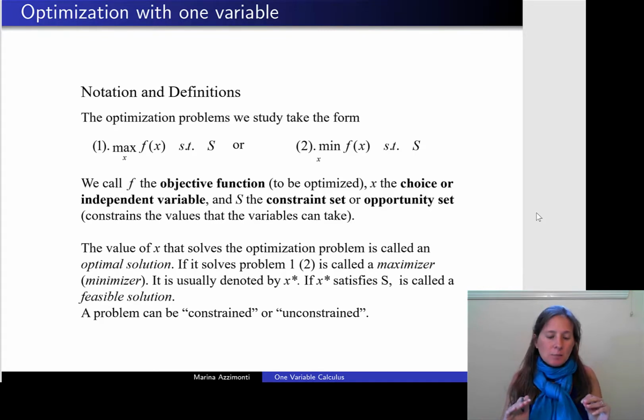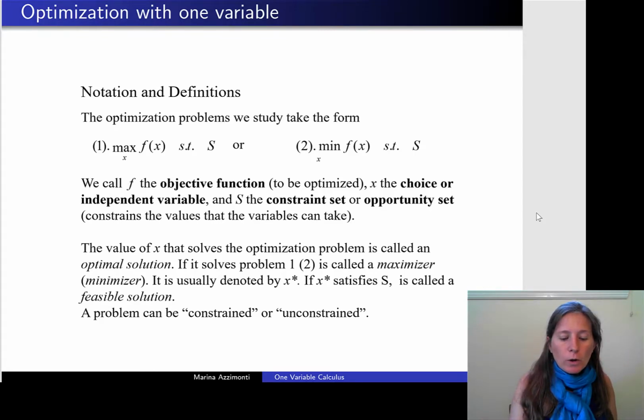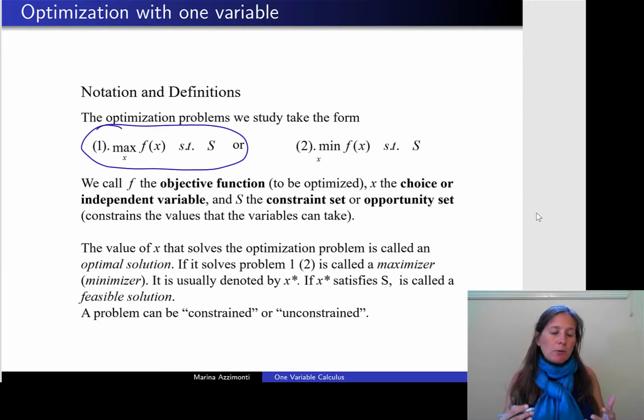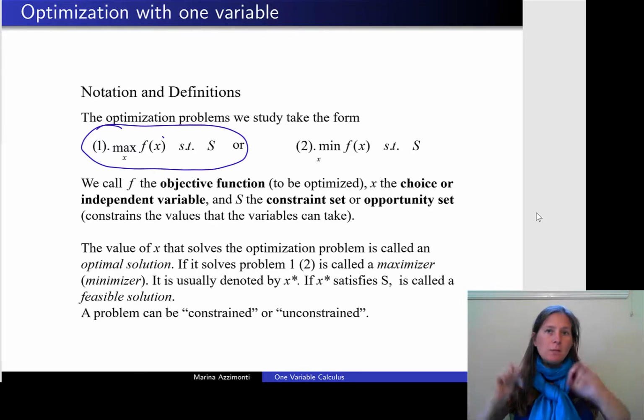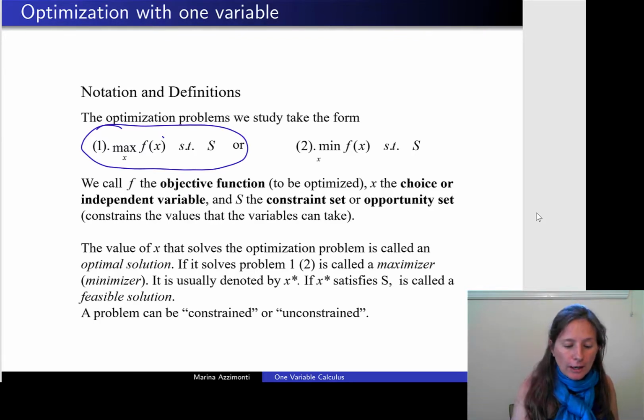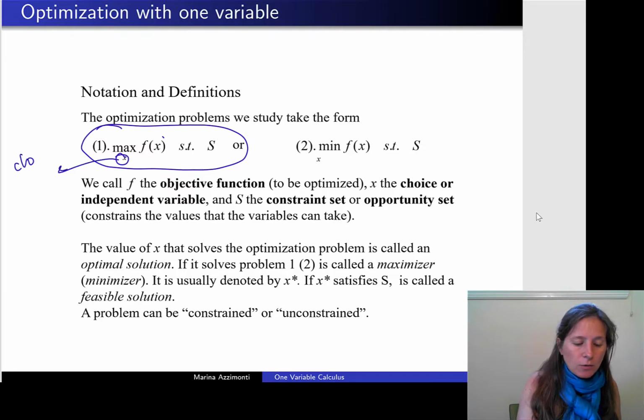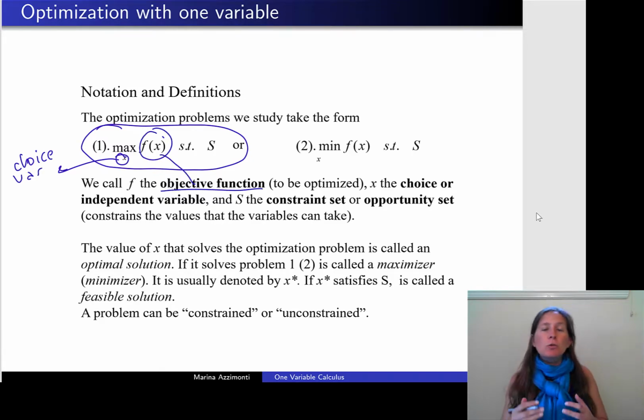They typically have the same structure. So we could be trying to maximize a function. This is how we typically write it. So we are maximizing the function f of x, our dependent variable, choosing x. So what we have underneath the maximum is our choice variable. F is going to be our objective function. This is what we want to make the biggest. And S is going to define your constraint set or opportunity set.